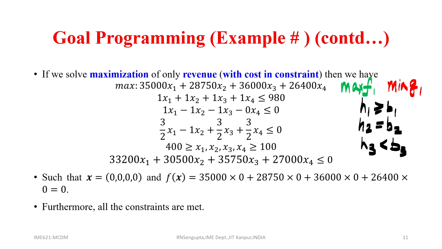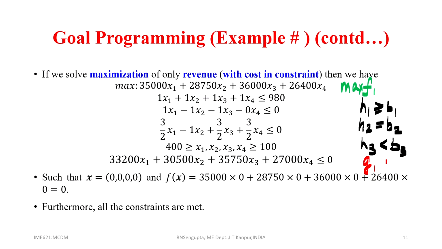So, here what we will do is like this, we will maximize f1 and bring this g1 function, which was the minimization one, as a constraint. So, the g1 function has to be minimized. So, that means it cannot exceed a value of, say for example, b4.